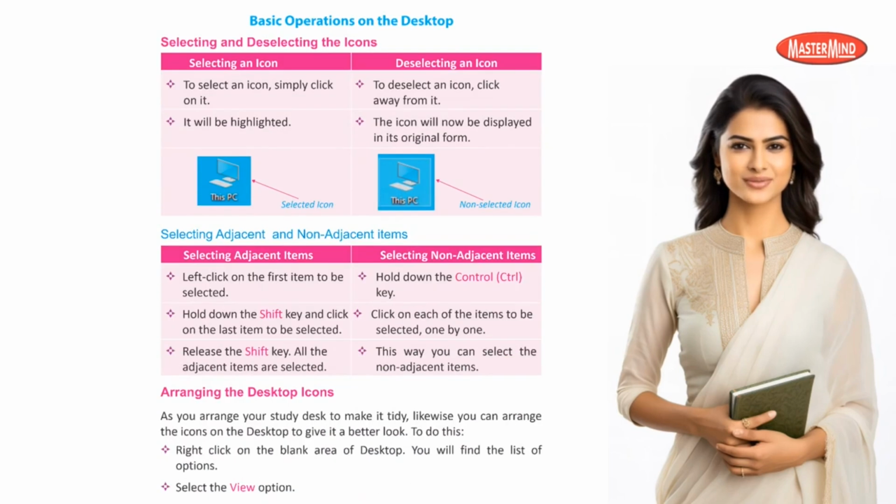Basic operations on the desktop. Selecting and deselecting the icons. Selecting an icon. To select an icon, simply click on it. It will be highlighted. Deselecting an icon. To deselect an icon, click away from it. The icon will now be displayed in its original form.